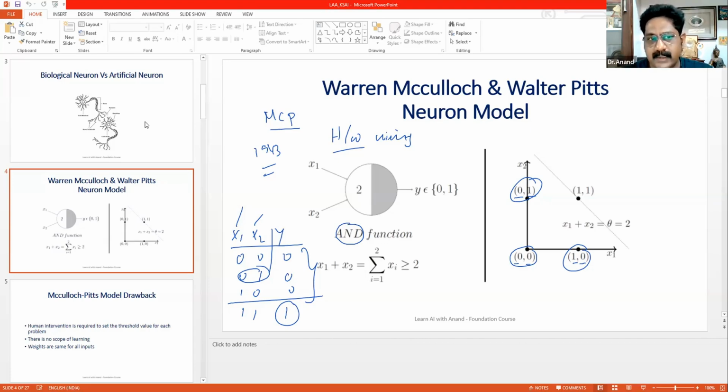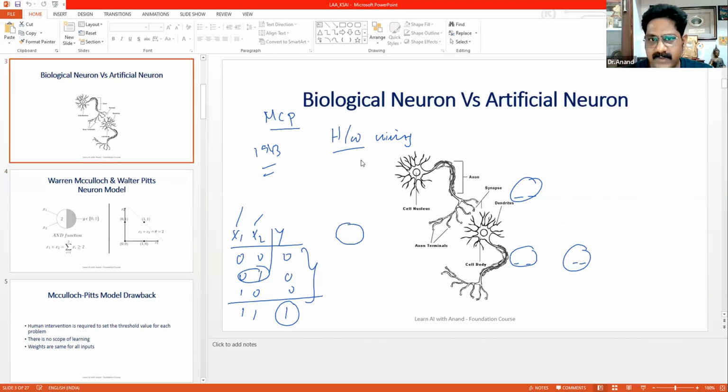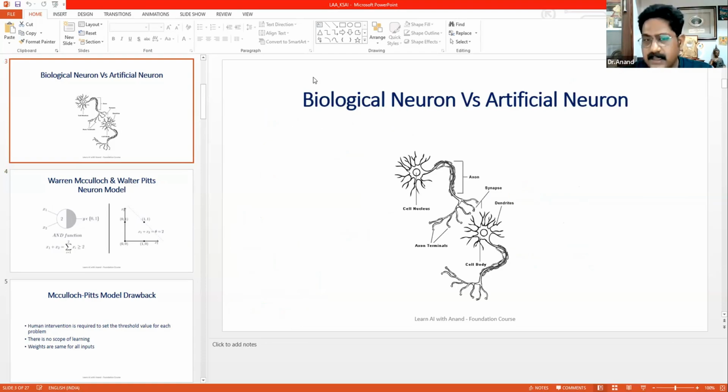Just to quickly, in 2 minutes, we'll try to match the biological process with the mathematical representation. In the McCulloch-Pitts model, what they demonstrated is a sum of products: the sum of products of inputs. Your input is scaled by W1, W2. It reaches a summing point. And in the McCulloch-Pitts model, there was no bias concept.